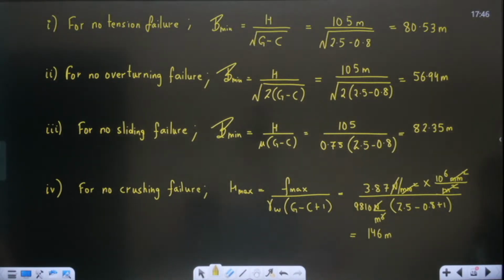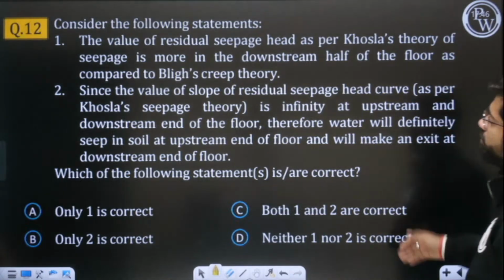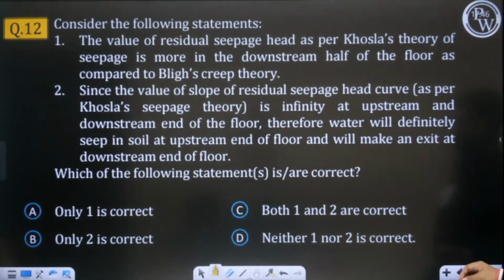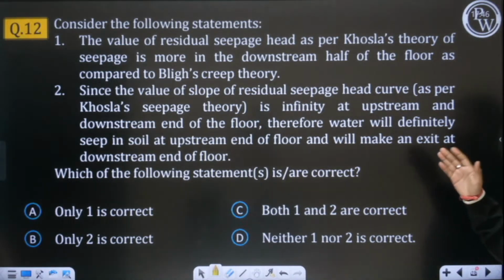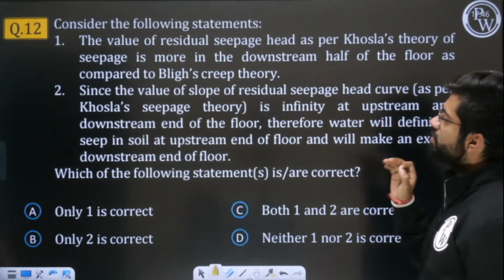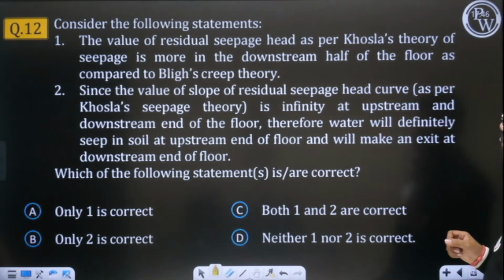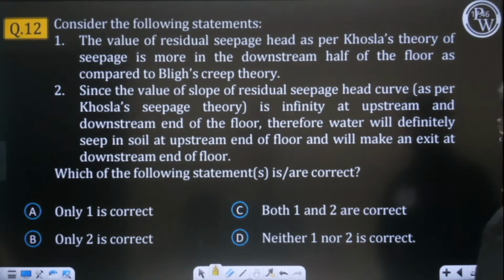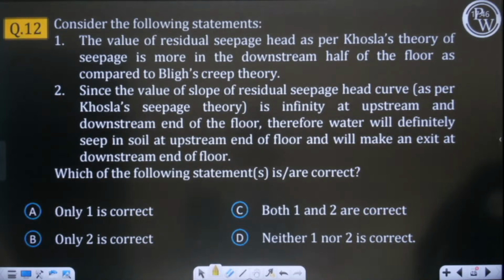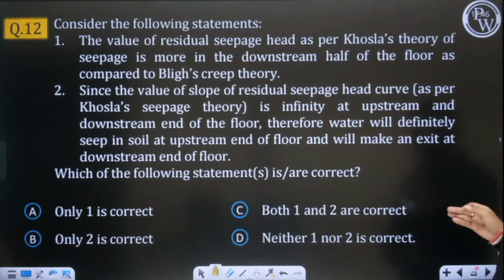Okay, now we'll move on to the next question. I hope you will remember these formulas. This is question number 12, which says consider the following statements. The first one: the value of residual seepage head as per Khosla's theory of seepage is more in the downstream half of the floor as compared to Bligh's creep theory.